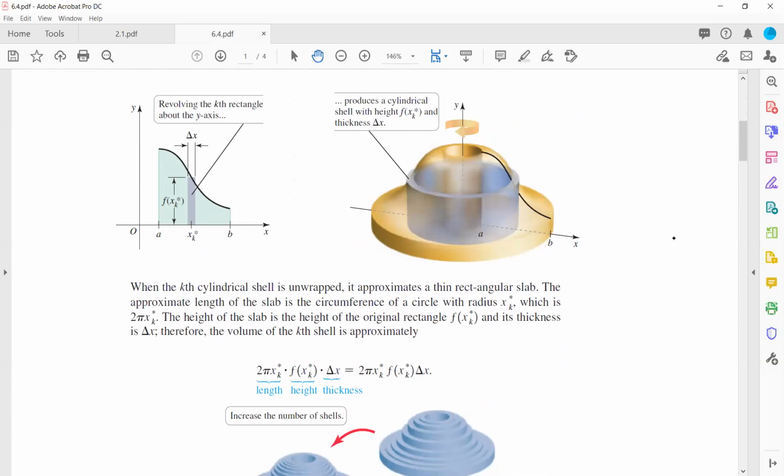So what we're going to do, we're going to take a slice of this region. We're going to use a representative x sub k star, and the length, which you can find by plugging x_k star into the function. And suppose delta x is the thickness of this slice.